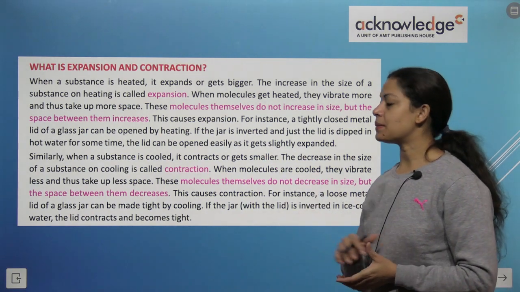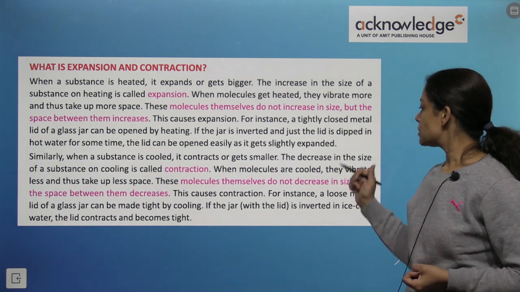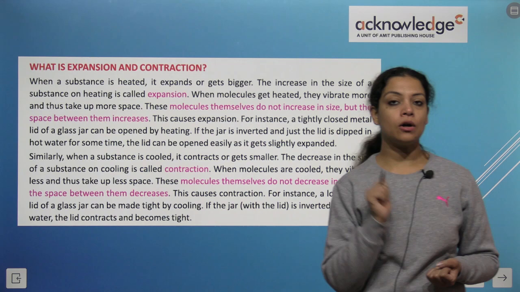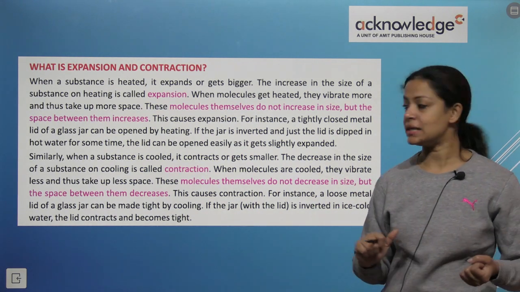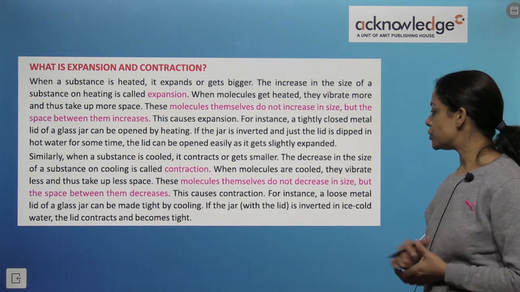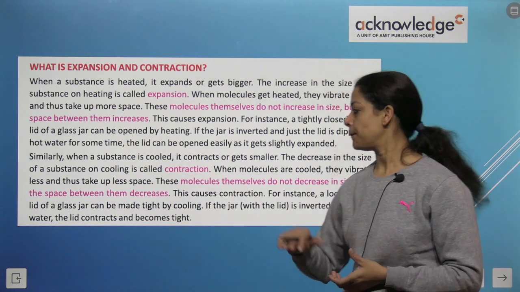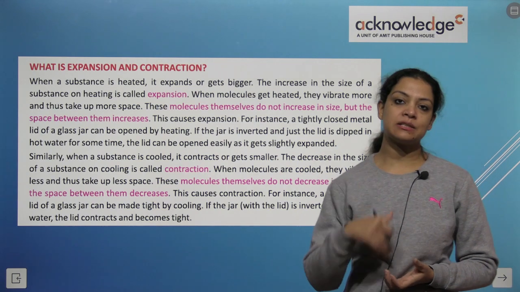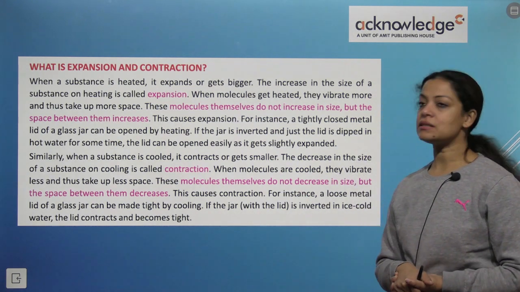Now similarly, when a substance is cooled, it contracts or gets smaller. So the decrease in the size of a substance on cooling is called contraction. When molecules are cooled, they vibrate less and they take less space. So these molecules themselves do not decrease in size, but the space between them is decreasing. Correct? So this causes contraction.